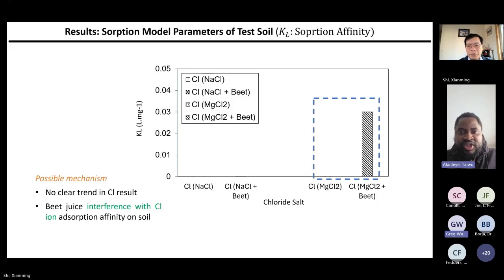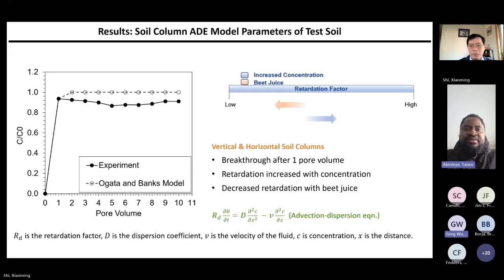Also, the same sorption affinity. If you look at chloride in sodium chloride, you can see there's no clear evidence of the influence of beet juice on the affinity. But although chloride is quite conservative, you could also see that beet juice is influencing the adsorption and desorption processes of chloride in magnesium chloride. Now, to understand the fundamental mechanism of this, we need to isolate each of these conditions in further studies and come up with a clear explanation for that.